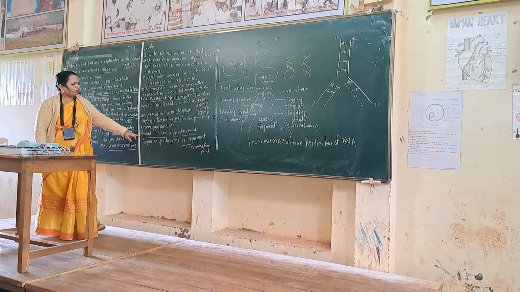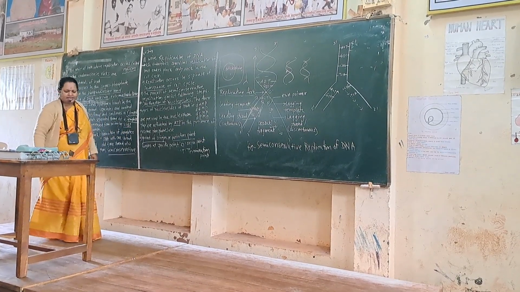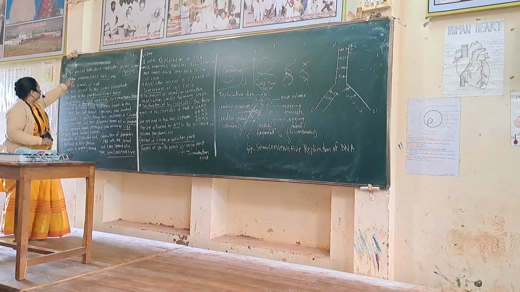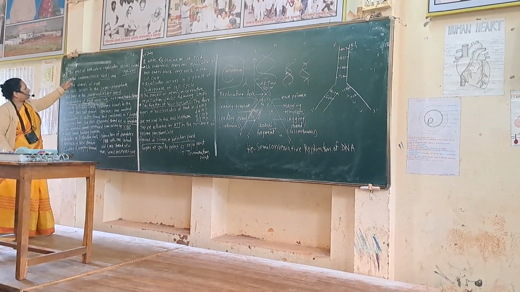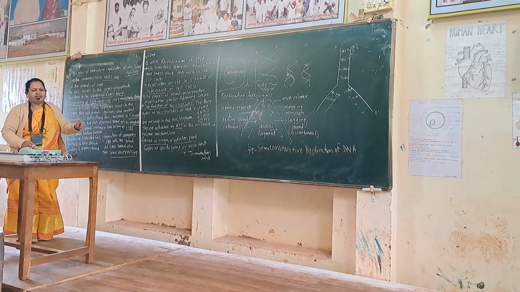Second step, point of origin, the initiation point. Replication begins at a specific point called the O point and terminates at the T point. The unit of DNA where replication occurs is called a replicon.